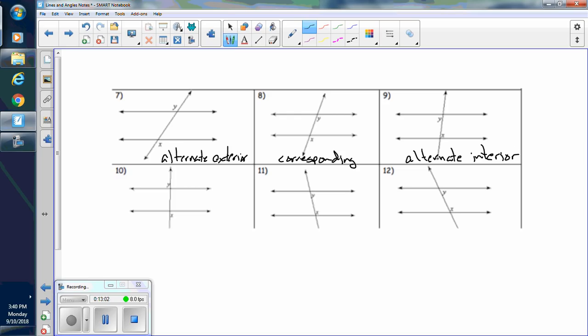On the next one, they're both outside the 2 lines and on opposite sides of the transversal. So that makes them alternate exterior because they are outside and on opposite sides of the transversal. They're both on the left and the right, and they're both outside the interior area. This next one, they're both on the same side and they're both in the interior. So they're same side interior.